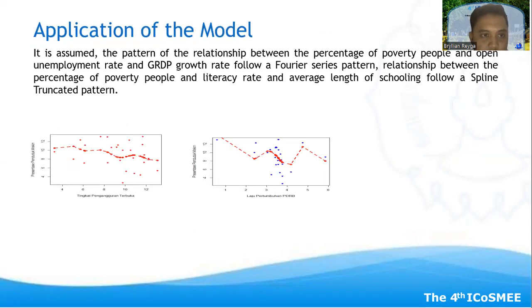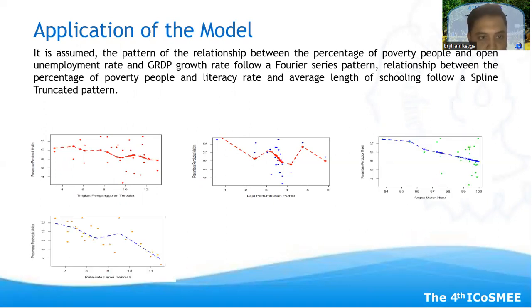Application of the model. It is assumed that the pattern of the relationship between the percentage of poor people and the open unemployment rate and GRDP growth rate follows a Fourier series pattern. The relationship between the percentage of poor people and the literacy rate and average length of schooling follows a spline truncated pattern. The red line is the Fourier series pattern. The blue line is the spline truncated pattern.